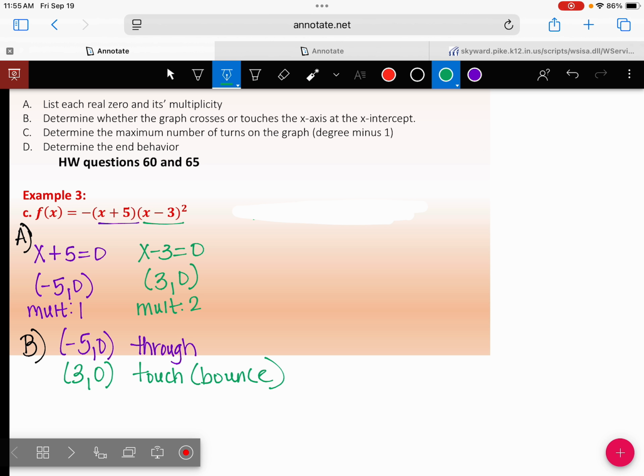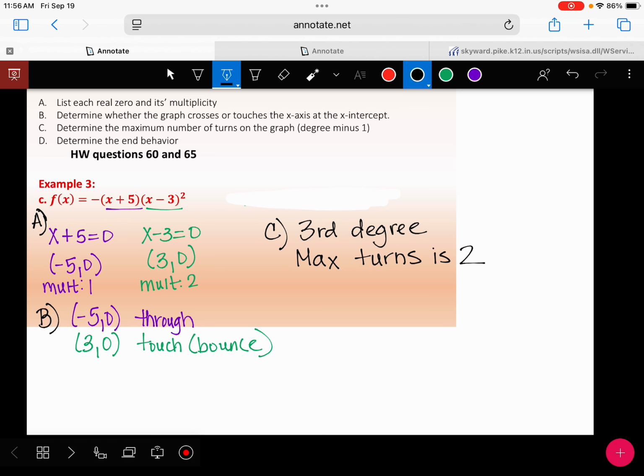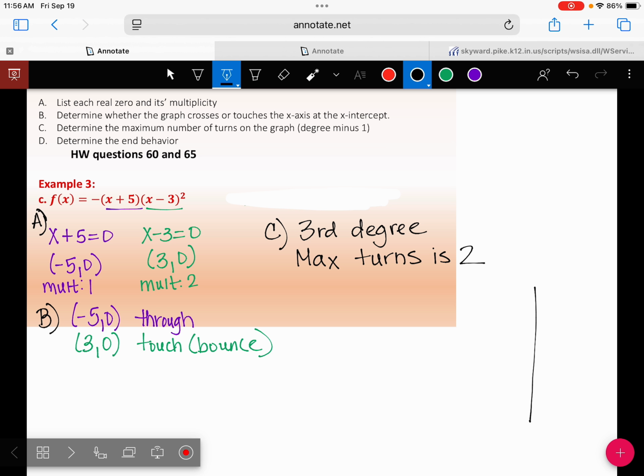So to find your degree, I'm going to add my multiplicities, which means I have 1 plus 2, so this is a third degree. And because it's a third degree, the max turns we can have is 2. So I'm going to make a sketch again. And sometimes making a sketch will help you with your end behavior. So I'm going to say that negative 5 is here. And positive 3 would be somewhere over here.